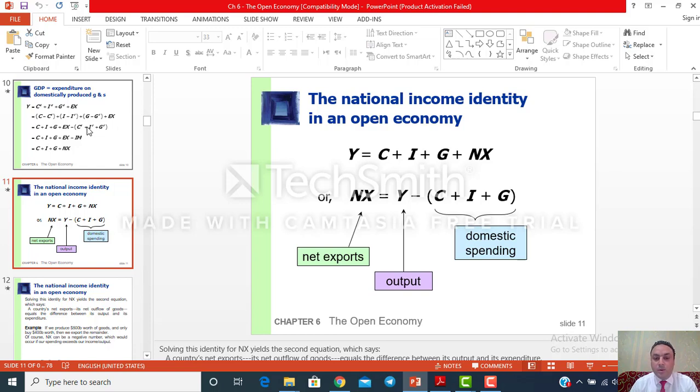We took some preliminaries on the national income identity in the open economy model. The GDP, or the total output, equals consumption plus investment plus government spending plus net exports. If we rearrange this equation and move net exports to the left side, net exports equal the output minus these three variables, or the total domestic spending.